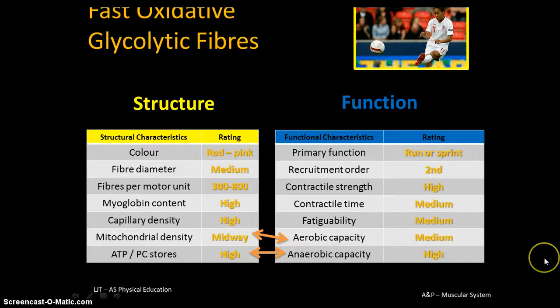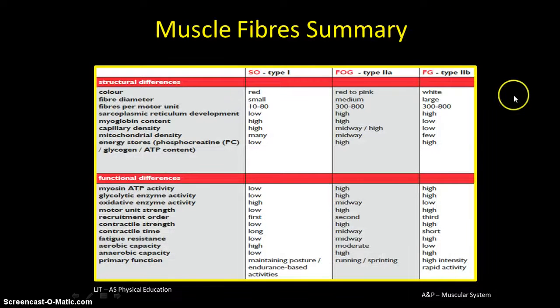You will need to be able to give structural characteristics and functional characteristics of all these three types of fibres. So we've covered a lot of information quite quickly here. As I said, you might want to pause the video and have a closer look at these: slow oxidative fibres, fast oxidative glycolytic or FOG fibres and fast glycolytic fibres, with a little bit more information in terms of structural and functional characteristics.